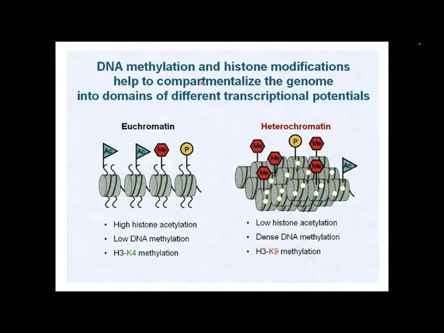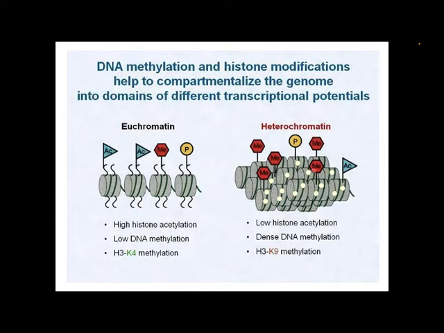DNA methylation and histone modification work together to compartmentalize the genome into domains of different transcription potential. Certain regions of the genome form the euchromatin, which contains high histone acetylation, low DNA methylation, and a high level of H3K4 methylation. This euchromatin is relatively loosely maintained and contains many active regions of transcription.